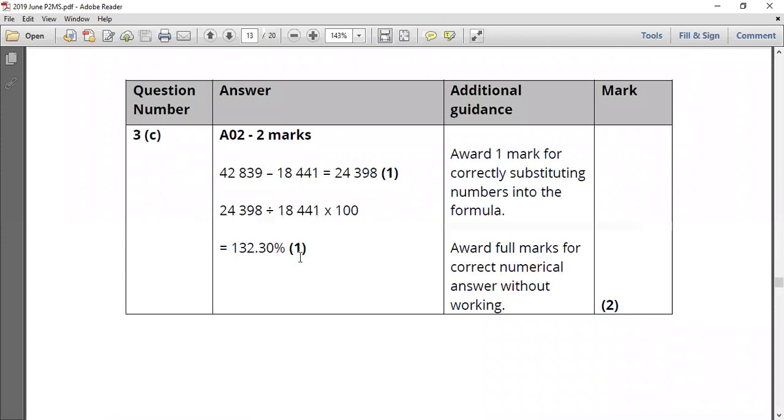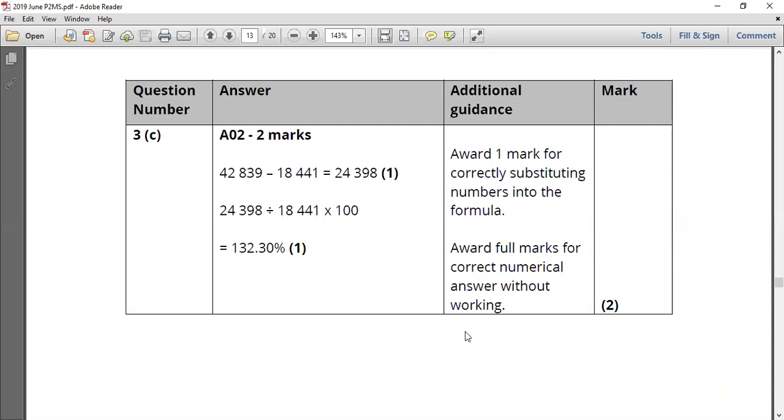Sometimes the substitution is correct but the answer is wrong, and you might still get 1 mark. That's why I always encourage you to show your workings, your application, the substitution of the numbers. Therefore you can at least earn 1 mark, even if you give 1 decimal place without 2 decimal places, or you just round it off like 132%. You still get at least 1 mark for the working.